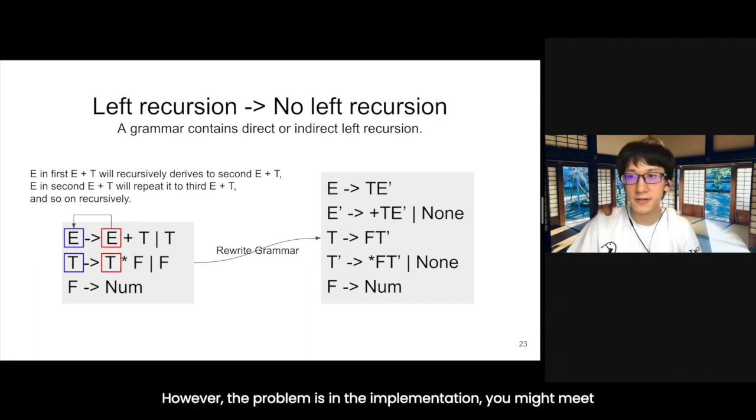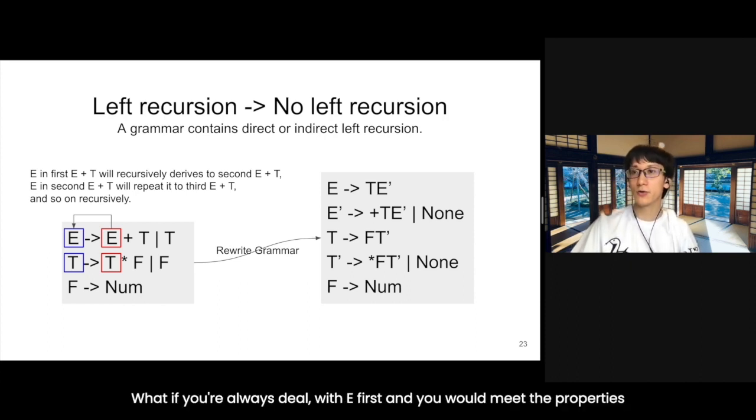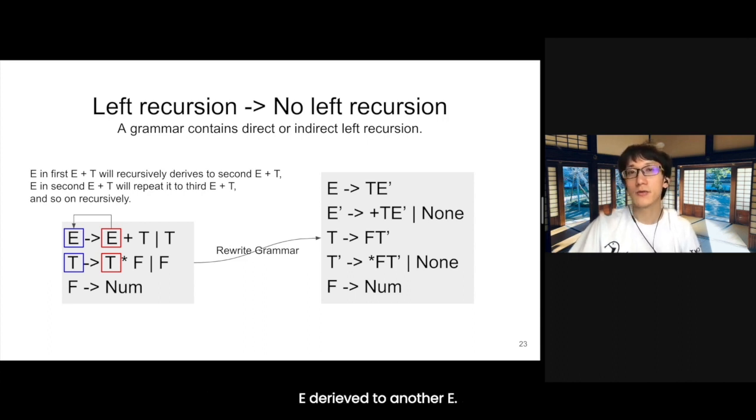However, the problem is in the implementation: what if you always deal with E first? You will meet a problem where E derives to another E, and later that E derives to another E, and your program will recursively meet E and eventually reach the memory limitation, so it is unable to parse the input. That is left recursion.